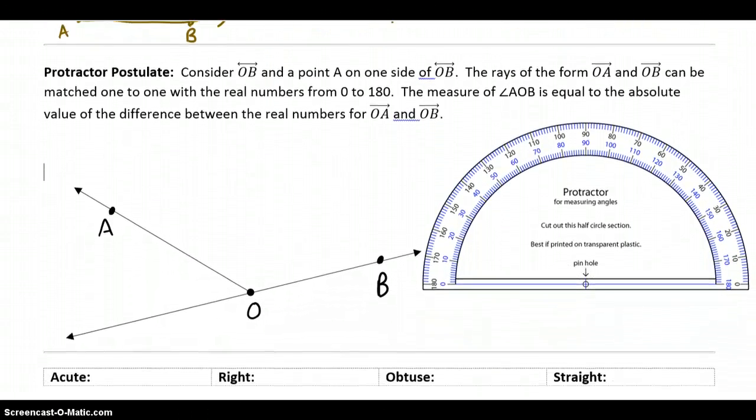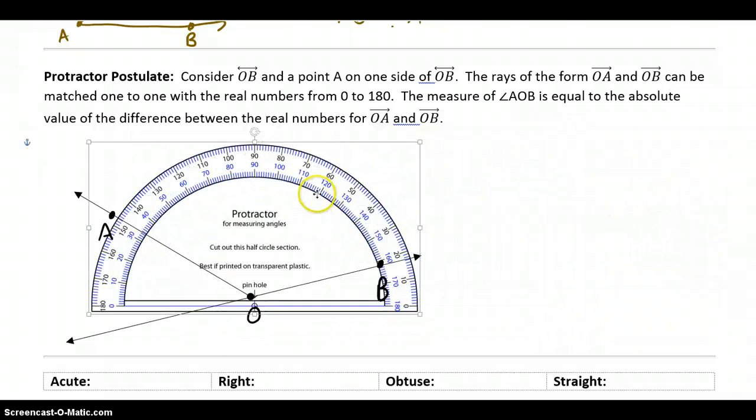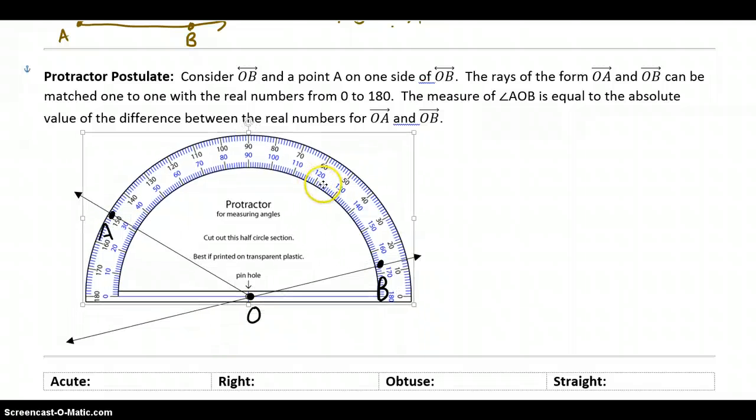The protractor postulate gives me a way to measure angles. Just like the ruler postulate measures segments, I'm going to measure angles with a protractor. And the unit to measure an angle is degrees. Degrees are wedge-shaped units of measure, and a protractor keeps track of all of those wedge-shaped units. To use a protractor, I'm going to line up the vertex with this point right here. All protractors should have a point down here. Line up the vertex with that point.